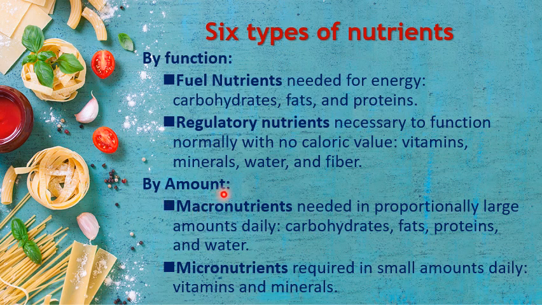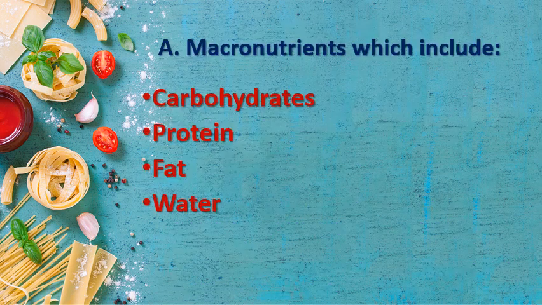The second classification is by the amount. First group, macronutrients, from its name, needed in proportionally large amounts daily, including carbohydrates, fats, proteins, and water. The second group of nutrients classified according to amount is the micronutrients, required in a small amount daily for regulatory function, including the vitamins and minerals.